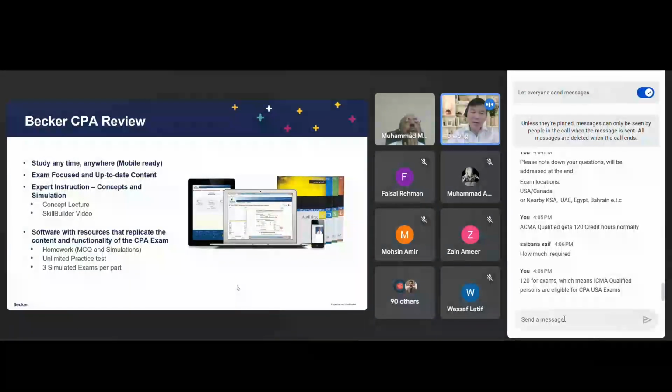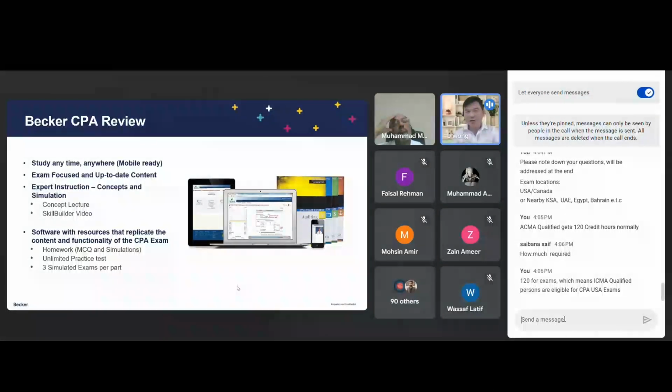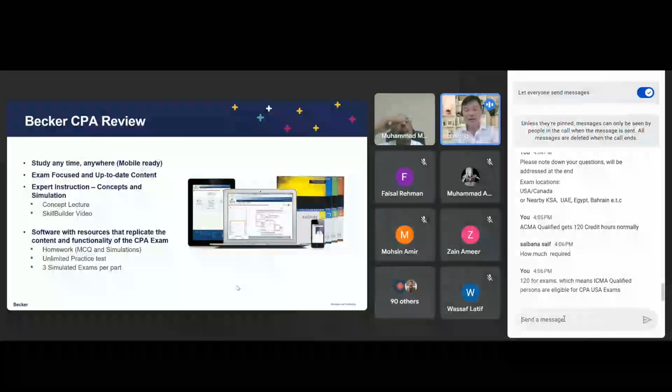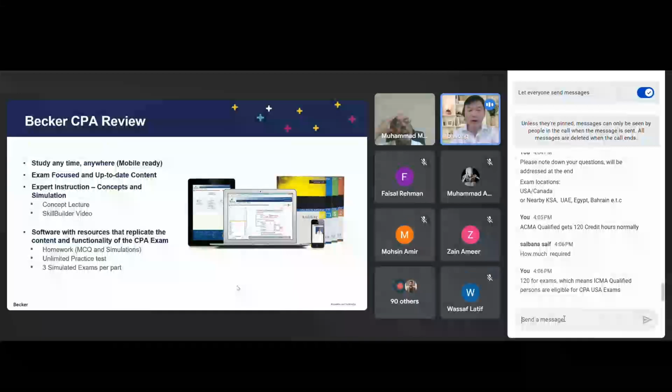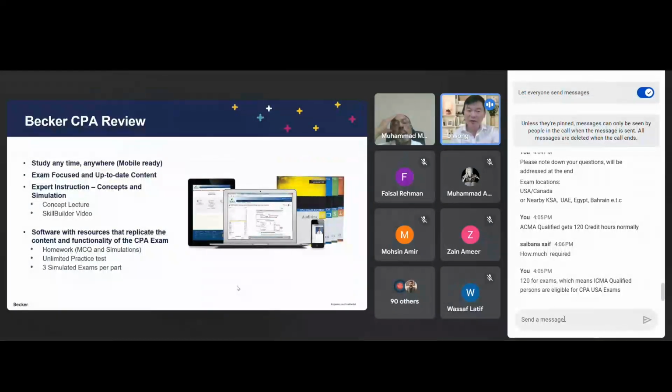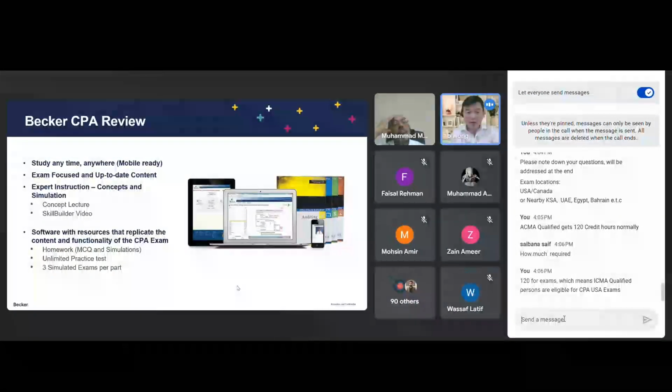Okay, here's what we offer in the Becker CPA review. Becker is not a publisher, so we don't sell books. We offer a coaching system to our students, and within it is everything the student needs to prepare for the exams. It's 100% online, so you can study anytime, anywhere, and you can also use your mobile device, like your cell phone or iPad, to prepare. And it's 100% exam focused and up to date.